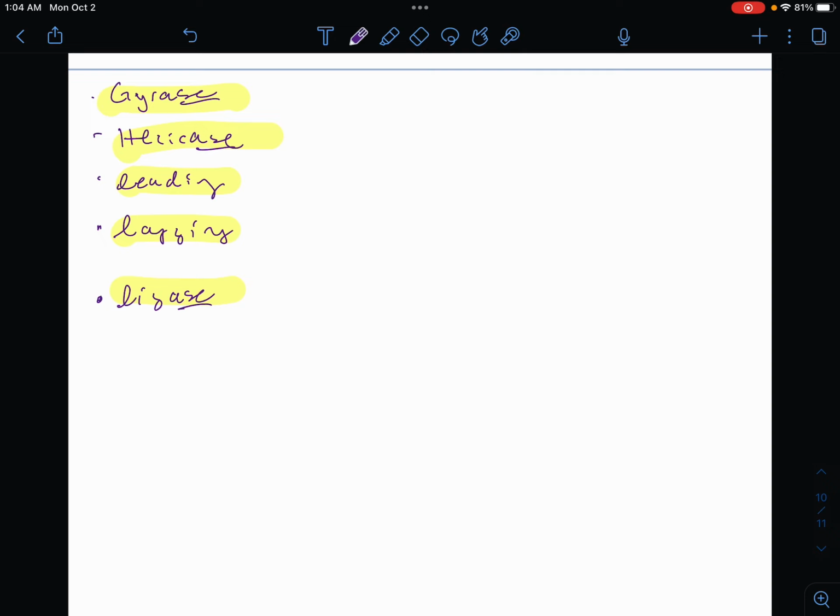Okay, let's start back up at gyrase. This will break the DNA strand to unwind it, and helicase unzips to show the templates.